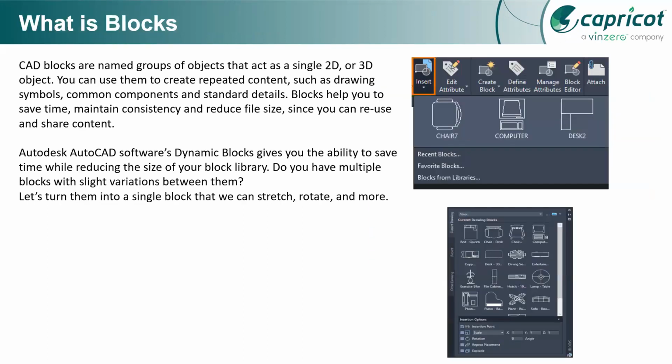First, we are going to talk about blocks, which are named group objects that act as a single 2D or 3D object. You can utilize those blocks for repeated components, like common components or standard details, and blocks help to save time. You want to create consistency by making blocks for repetitive content. You want to reduce your file size since you utilize blocks in many drawings, and think about how you create your content and share it with other staff or team members, right?